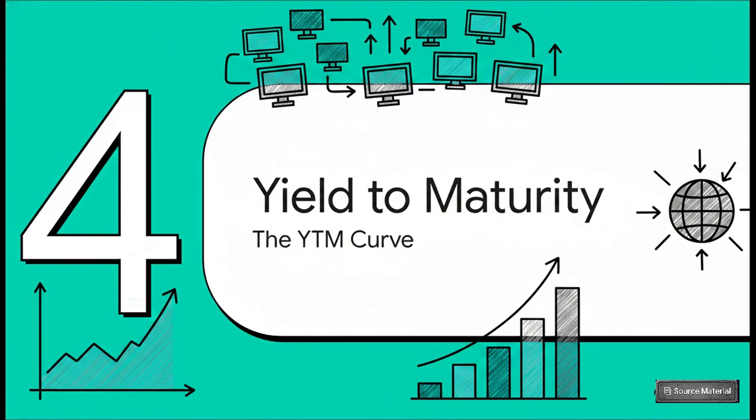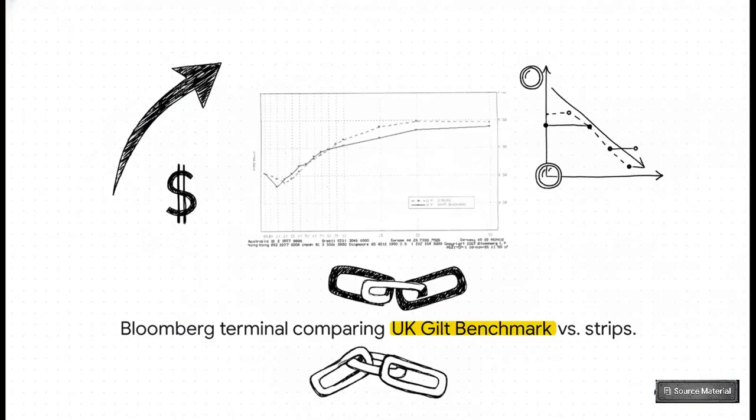Okay, let's step right onto the trading floor for part 4, yield to maturity, or the YTM curve. When a real trader fires up their Bloomberg terminal in the morning, they're looking at tools exactly like this UK gilt yield curve. Notice the 2 lines here. The solid one is for benchmark government bonds, and the dotted one is for strips. Strips are basically bonds that are broken apart so they don't pay regular interest, just a lump sum at the end. Comparing the two lets market participants analyze different pricing dynamics across the exact same time frame.